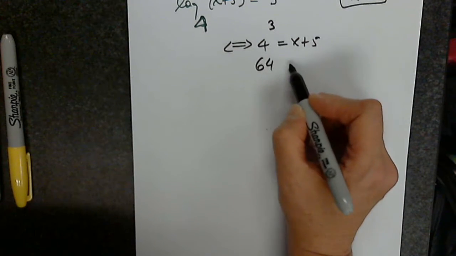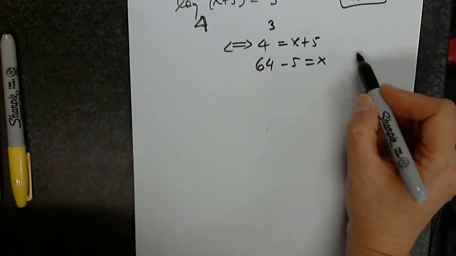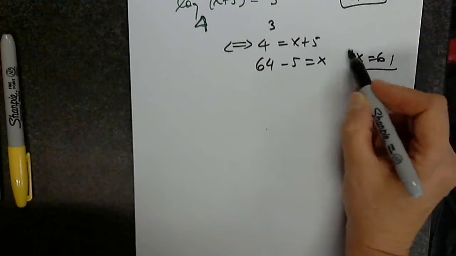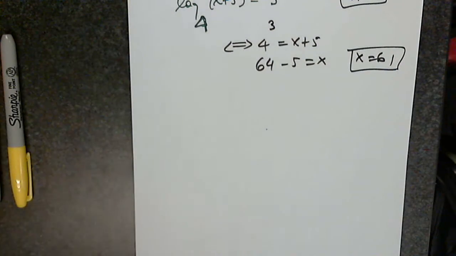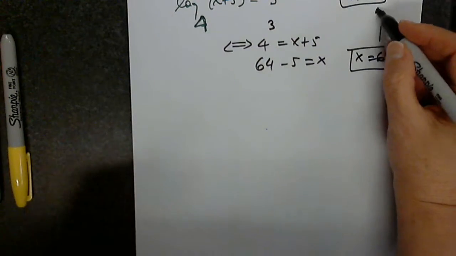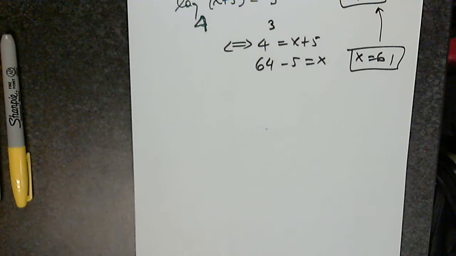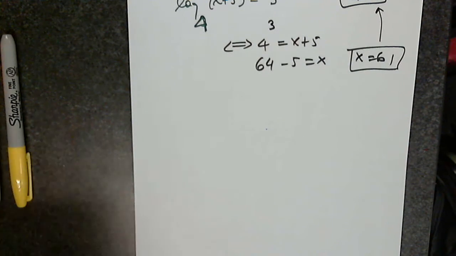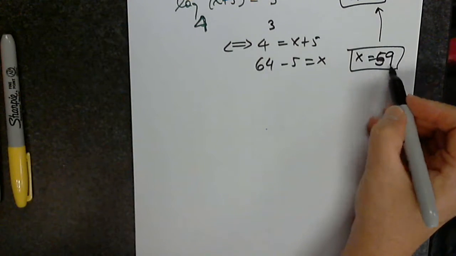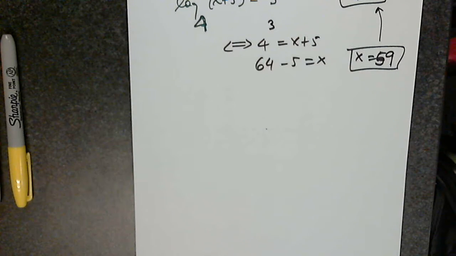Okay, so 64 minus 5 equals x, so x equals 61. Done. Is 61 greater than negative 5? So it means that it will be accepted. Oh, what did I write, 61? Okay, it's 59, I'm sorry. Sorry about that. 64 minus 5 is not 61. I was subtracting 3 in my head.